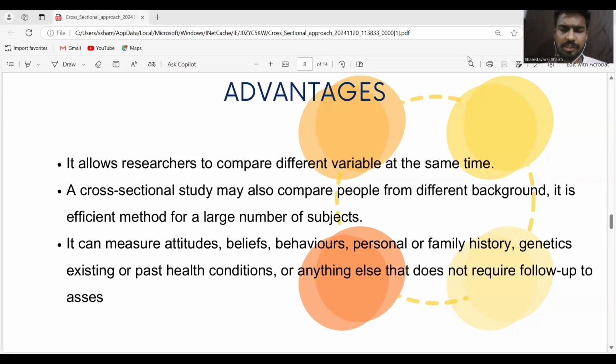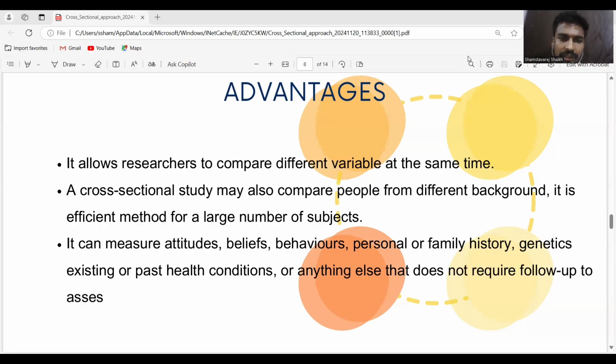Advantages of the cross-sectional approach. It allows researchers to compare different variables at the same time. For example, conducting research on the impact of screen time on students' results. We are forming three groups: group 1, group 2 and group 3. Group 1 are students from 10th grade, group 2 students from grade 11, group 3 students from the 12th grade. The outcomes of all the groups are compared at the same time.